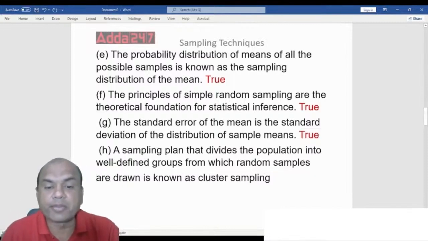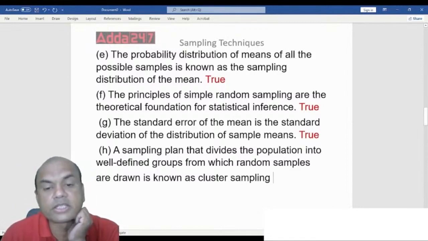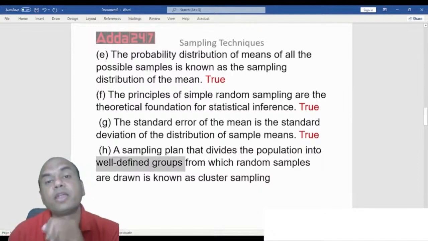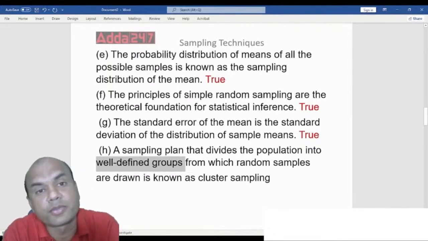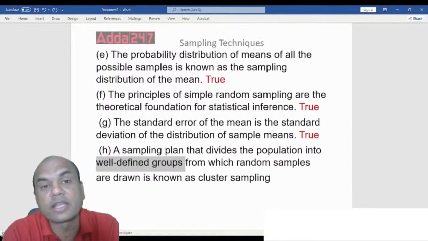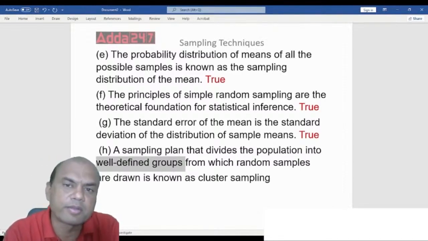Next one. The sampling plan that divides the population into well-defined groups from which random samples are drawn is known as cluster sampling. So, is this known as cluster sampling? A sampling plan that divides the population into well-defined groups. Well-defined means they can be defined in any terms. They can be defined in terms of region, age, or marks, or like in systematic sampling, just by serial order.